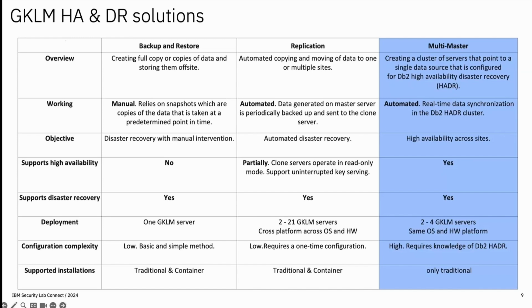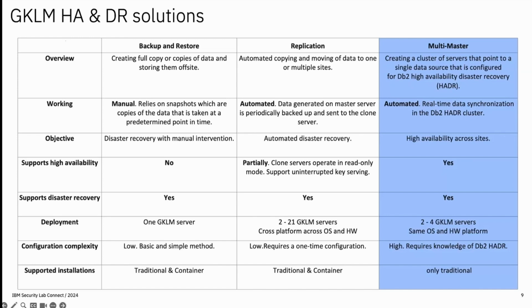The third one is MultiMaster, which is automated. This supports real-time data synchronization in the DB2 HADR cluster and is used for high availability fully and disaster recovery. We say high availability fully because all nodes in this can be used for read as well as write operations. Replication supports 2 to a maximum of 21 GKLM servers, while MultiMaster supports up to 4 GKLM servers.